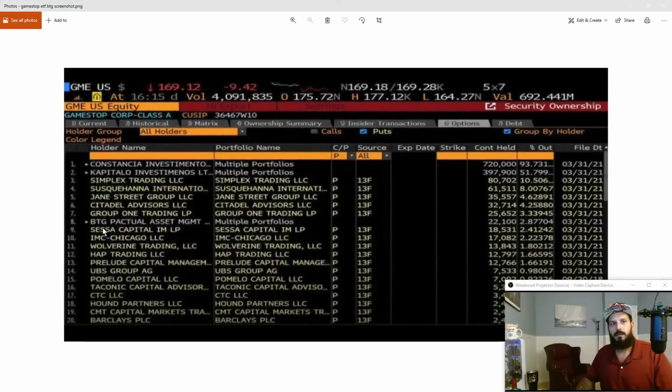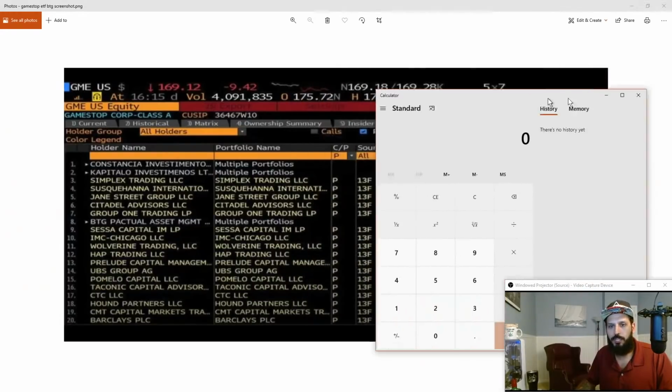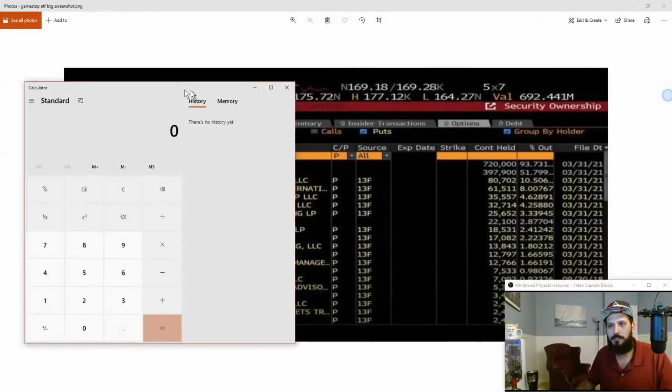BTG Pactual Asset Management. Capitalo Investimentos, Constancia Investimentos. See these positions? These are all puts. So every one of these is actually times 100. So these are puts representative of 100 shares apiece.